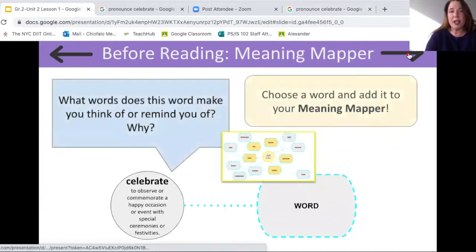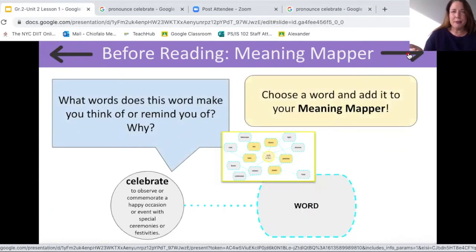lessons for this week. So, on our meaning mapper, I want you to take a moment and think about the word celebrate. What other words that you know remind you of the word celebrate? Think about it. And let's take a minute and add that to our meaning mapper.